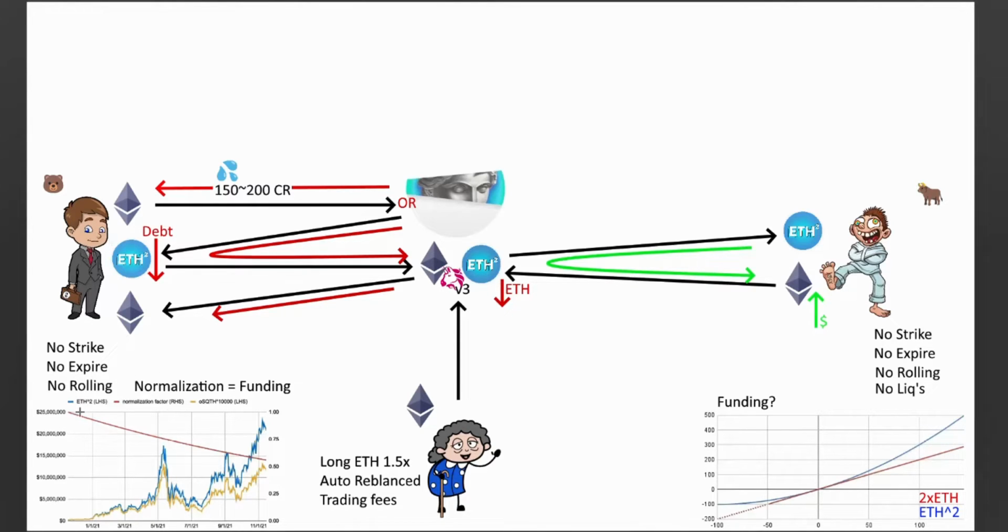Okay, basically, as this curve goes down, then his debt goes down. So his debt goes down in terms of dollar value, right? So since his debt goes down, his collateral ratio is more healthy. And so he has two choices.